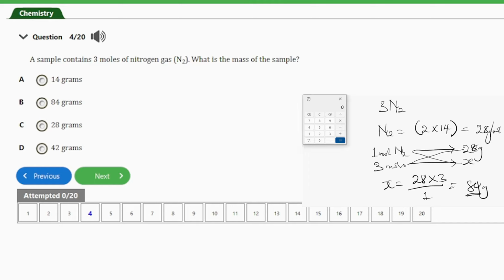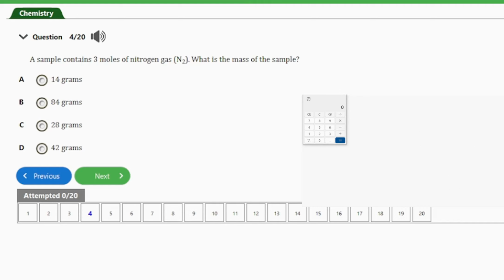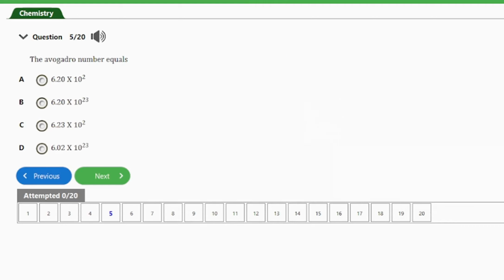So guys, we are simply going to wipe this off, and then let's consider the next question, and that's question number 5. So guys, the question says the Avogadro's number equals A 6.20 times 10 to the power of 2, B 6.20 times 10 to the power of 23, C 6.23 times 10 to the power of 2, D 6.02 times 10 to the power of 23. So guys, the Avogadro's number, like we all know already, is 6.02 times 10 to the power of 23.